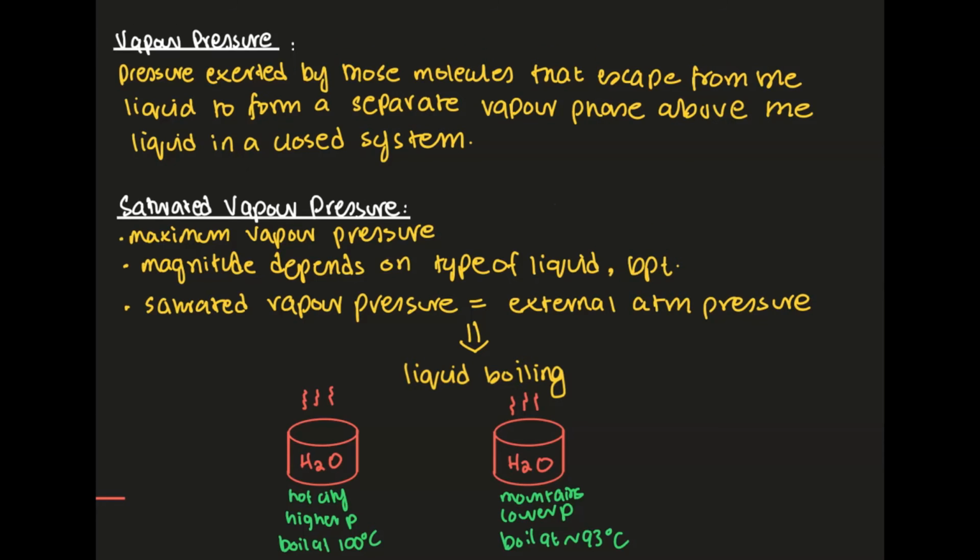Now, saturated vapor pressure: at a point where saturated vapor pressure is equal to the external atmospheric pressure, a liquid is going to be boiling. Now, let's take a look at two examples. This is going to be situation A, and this is situation B.